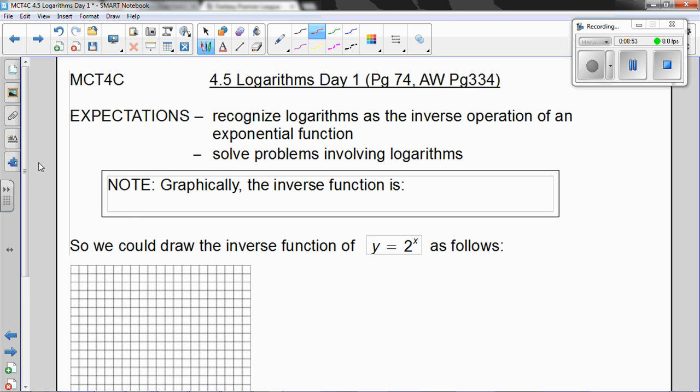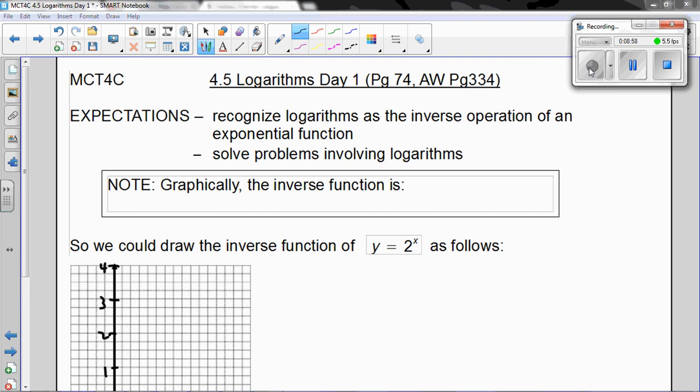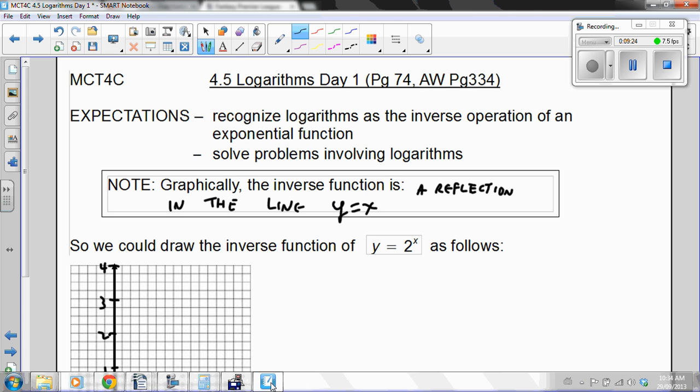And this gets us to our note. So the lesson is 4.5, and we're talking about how graphically the inverse function is a reflection. And a reflection actually in a line. And we'll show that in a bit, but it makes sense.